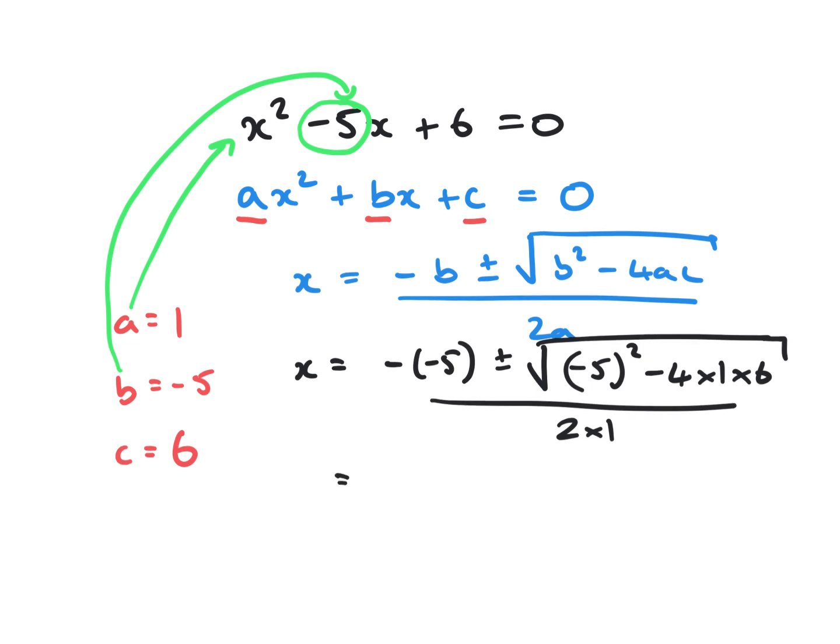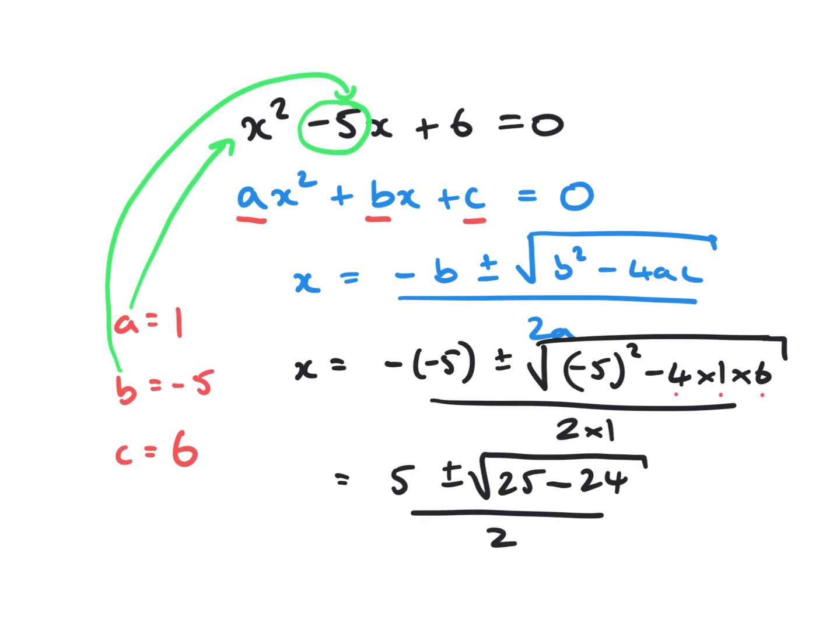All right, the negative of negative 5. Hopefully we understand that the negative of a negative is a positive, so that's going to end up being plus 5, plus or minus negative 5 squared, that is negative 5 times negative 5. And as we did in the previous one, negative times a negative is a positive, 25, minus 4 times 1, which is 4, times 6 gives us 24, take 24. Put the square root over, all over 2 times 1, which in this case is 2.